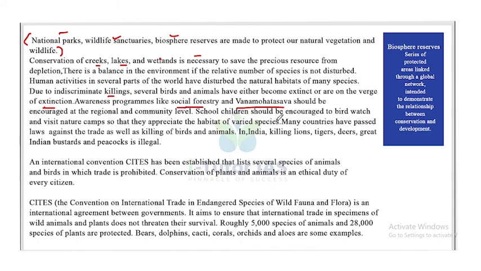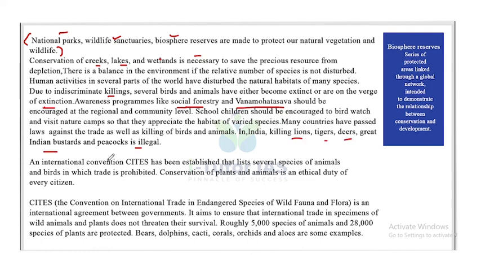School children should be encouraged to bird watch and visit nature camps so that they appreciate the habitat of varied species. Many countries have passed laws against the trade as well as killing of birds and animals. In India, killing lions, tigers, deer, great Indian bustards, and peacock is illegal.